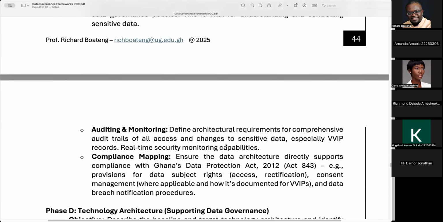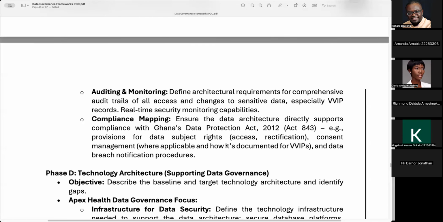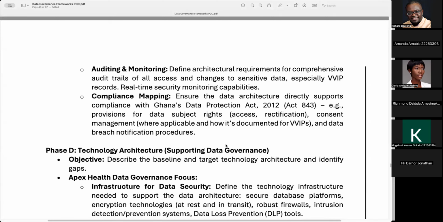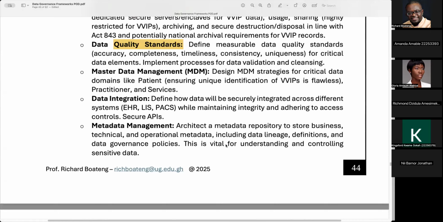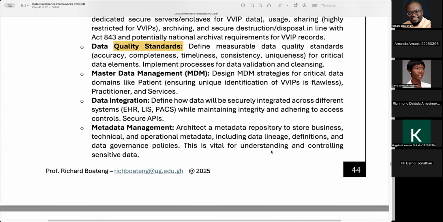What other aspects are defined in the data architecture during Phase C? Several other critical aspects. Data quality standards are built into the design. The architecture must specify requirements for data validation rules, automated cleansing processes where appropriate, and mechanisms for measuring and monitoring data quality metrics directly within the systems. Master data management, MDM architecture, is defined to ensure a single, accurate, consistent view of critical entities like patients, ensuring flawless VVIP identification and linkage is paramount, practitioners, and services.